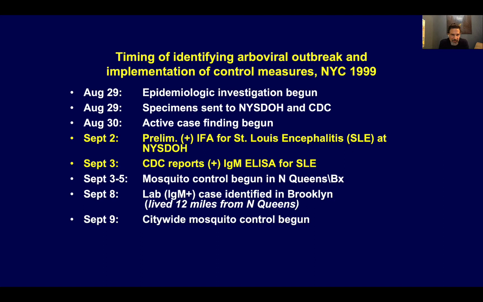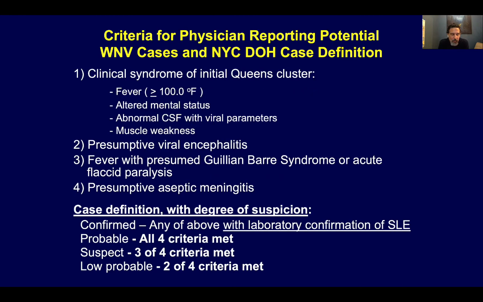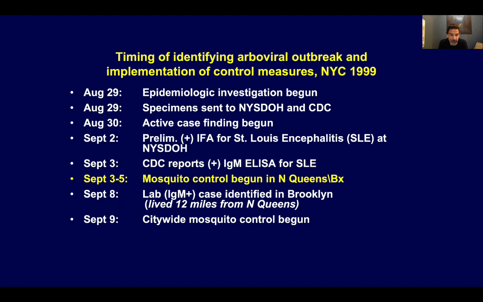And by September 3rd, CDC had reported through a more specific test, the IgM ELISA for St. Louis encephalitis, that some of the specimens sent there were positive. And so that allowed us to begin to modify the case definition, because this suggested that the outbreak was being caused by St. Louis encephalitis, confirming the suspicion of mosquito-borne illness. And so the case definition could now include a confirmed category that added the laboratory testing criteria.